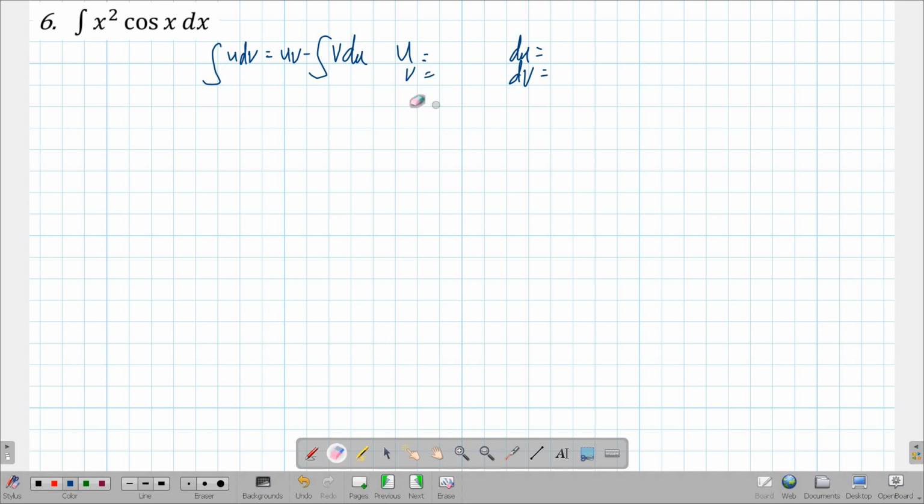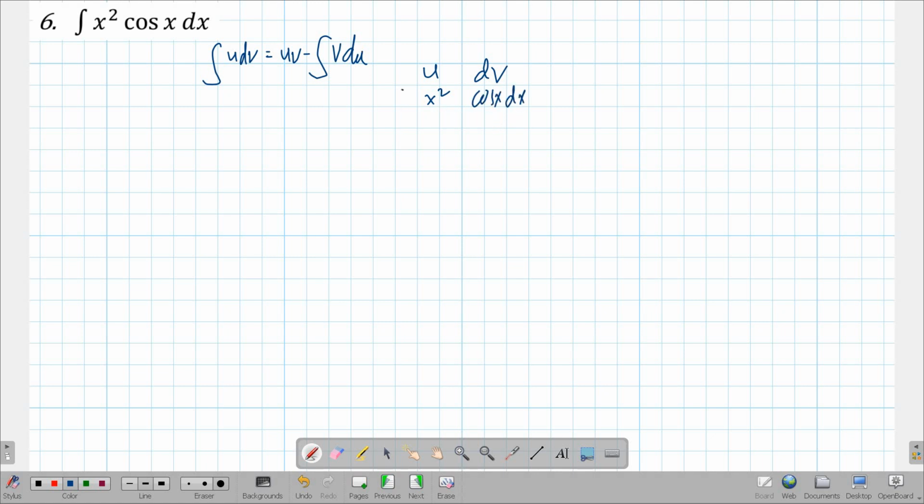Instead of computing for v and du, since it's the tabular method, we just need to actually find u and dv, and then work from there. So in this specific case, it looks like it's easier to work with u equal to x squared and dv equal to cosine x dx. Let's fix this piece. So for the u column, that's x squared. For the dv column, that's cosine x dx.